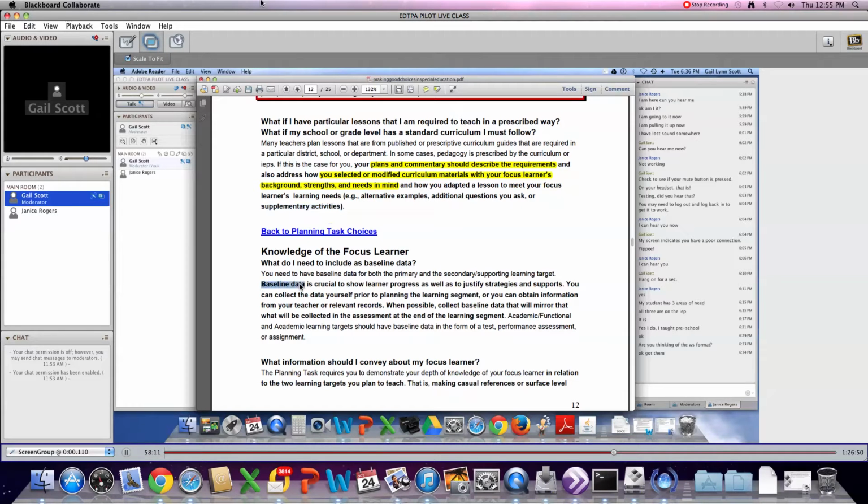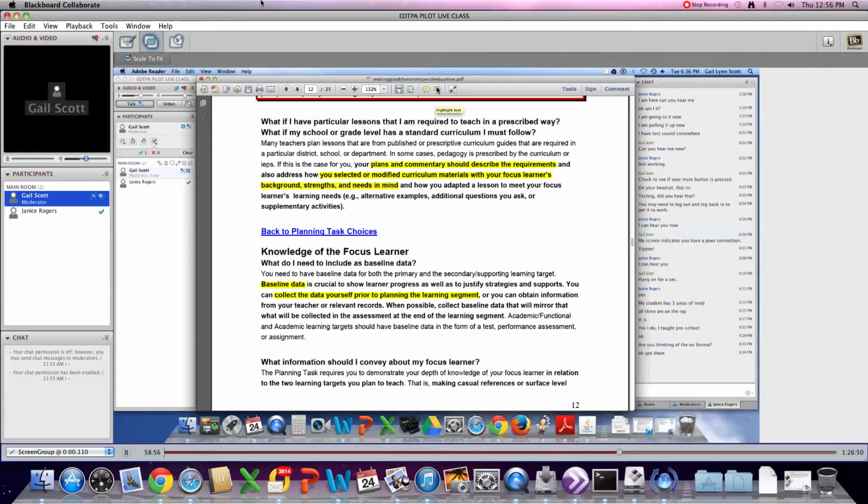Baseline data. Do you see that word data, Janice? Remember the lines in Jerry Maguire's Show Me the Money? When you are asked for data, it means tell me the numbers. How well could they do this skill before the lessons began? If you already have that information from your CT, great. If you don't have it from your CT, then you need to collect the data yourself before you plan the learning segment, because you have to know where they are, and this is all the students.